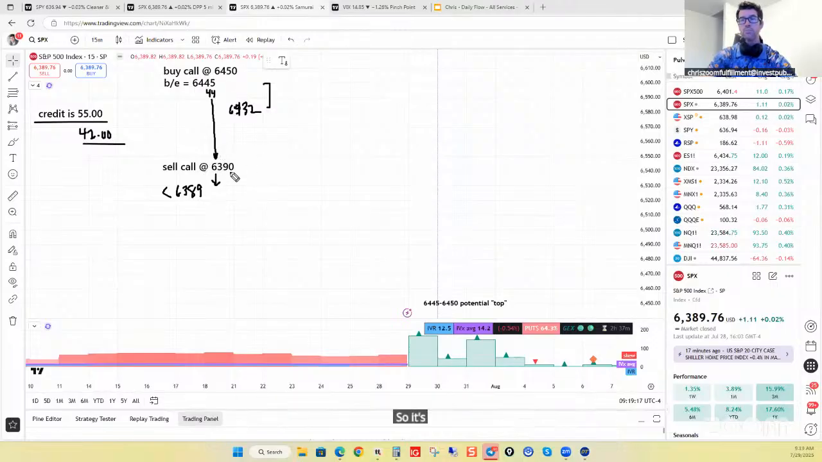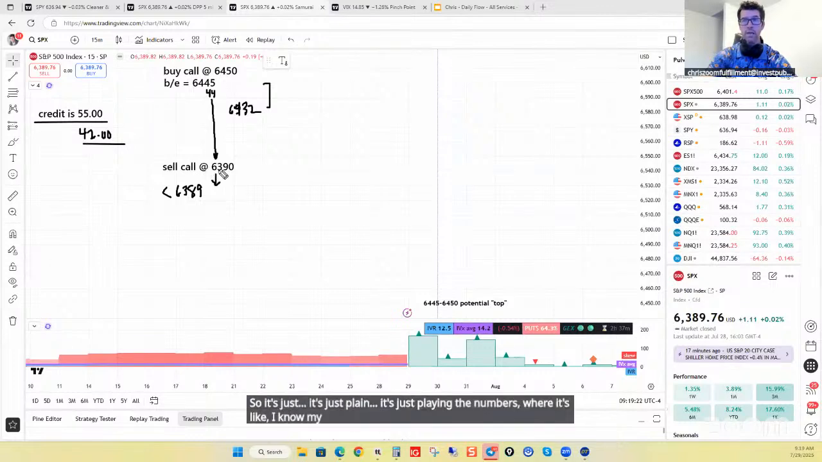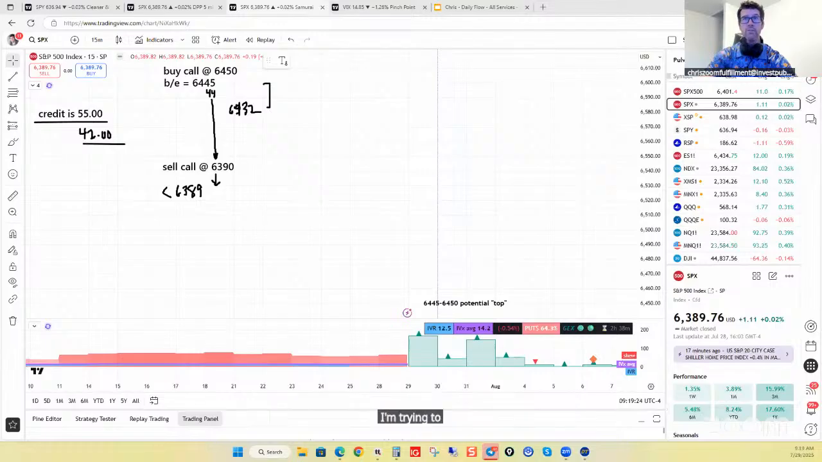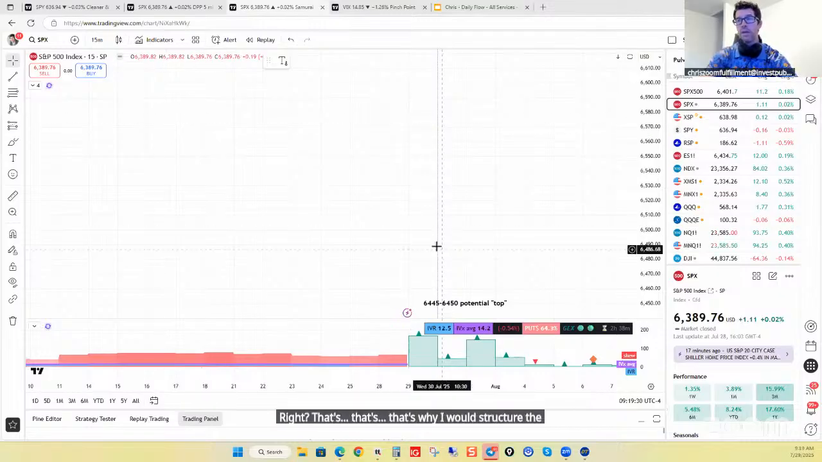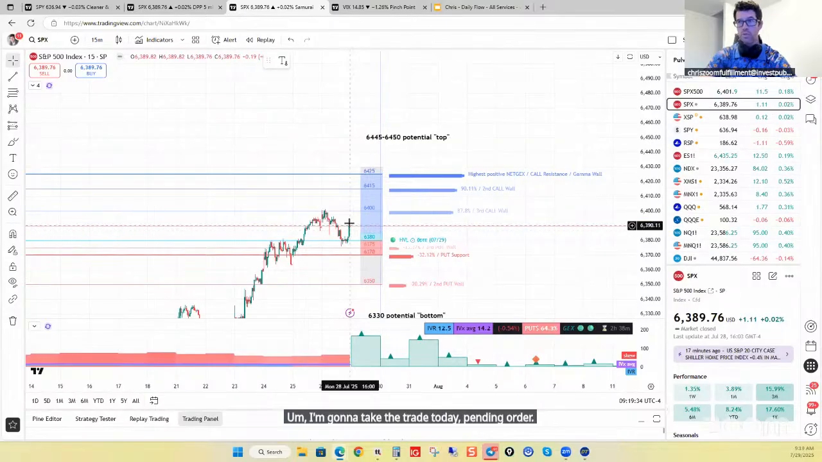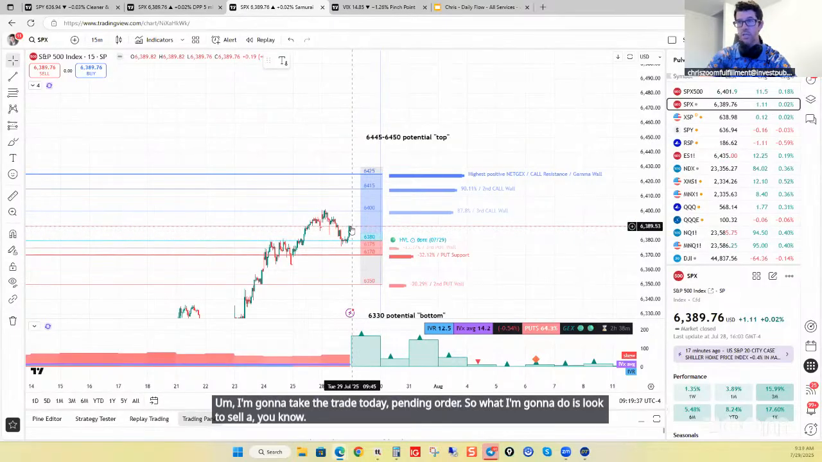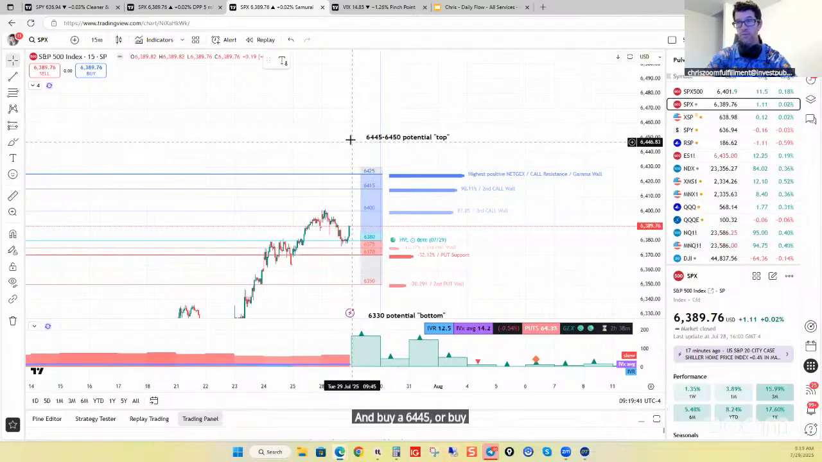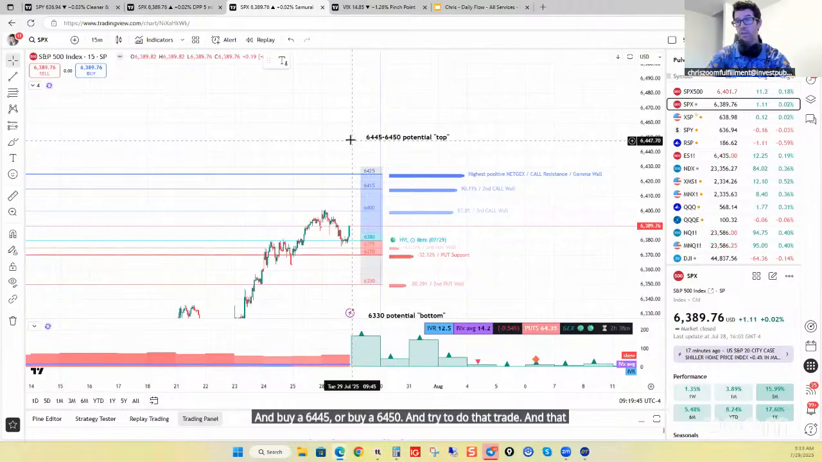So it's just playing the numbers where it's like, I know my sell, I know my buy, I'm trying to get a credit that would essentially be calling my top, right? That's why I would structure the trade that way. I'm going to take the trade today, pending order. So what I'm going to do is look to sell a 6390 and buy a 6445 or buy a 6450 and try to do that trade. And that can just sit and marinate all day.